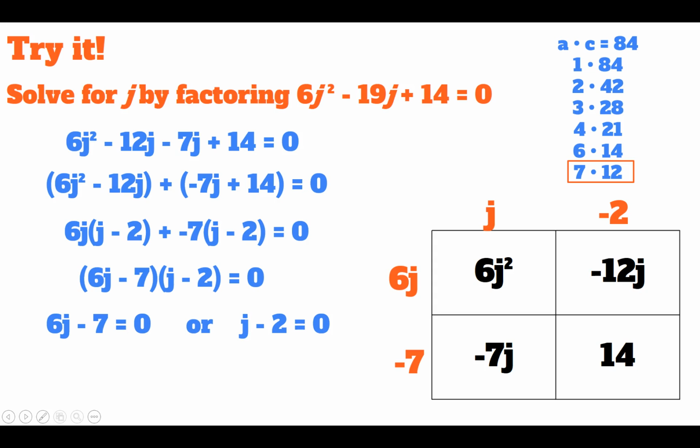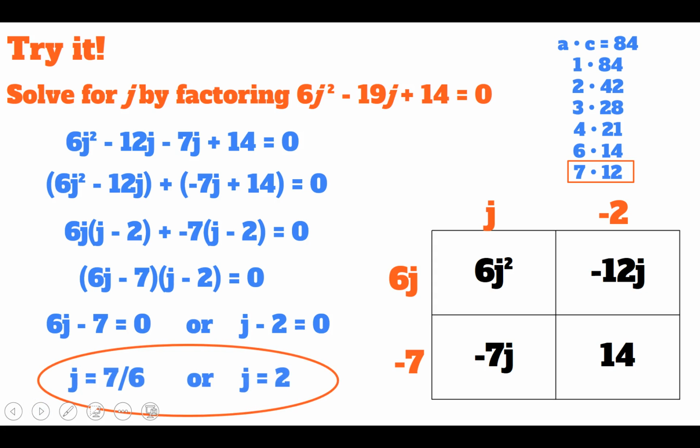All right. 6j minus 7. What are we going to move first? We're going to add that 7 over. So now I have 6j equals positive 7, and then what? Divide by 6. So we have j equals 7 over 6. Our other side, what are we going to do to get j by itself? We're going to add the 2, so we end up with j equal to 2.